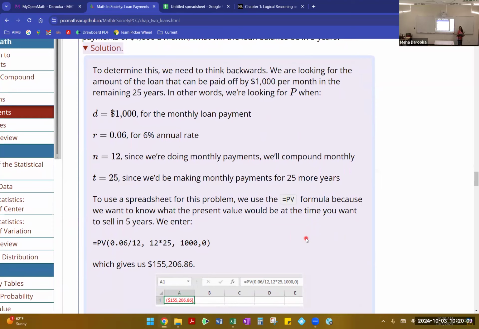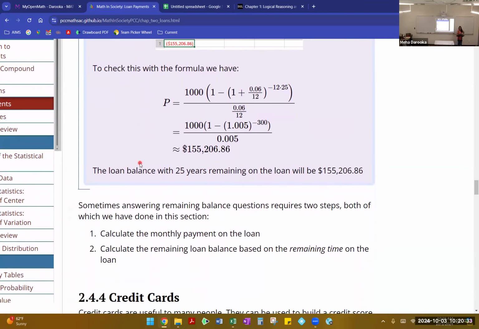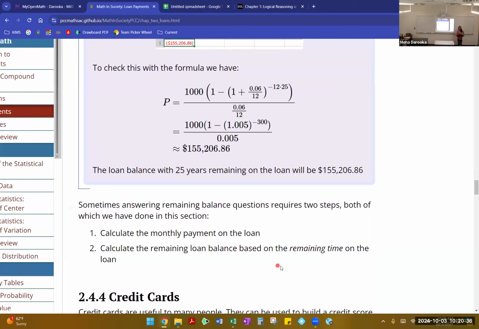So going back to our PV formula, you will basically see 6%, 12 for the N value, but the T has now changed, right? Instead of 30 years, we're talking about the remaining 25 years. And then of course, you're making regular payments of $1,000, future value is 0. So that actually gives us the dollar amount, $155,206.86. So basically here, the idea is that is how much will be left on our loan, right? If we were to buy the house and sell it in 5 years. So this is what we would need to repay the bank.